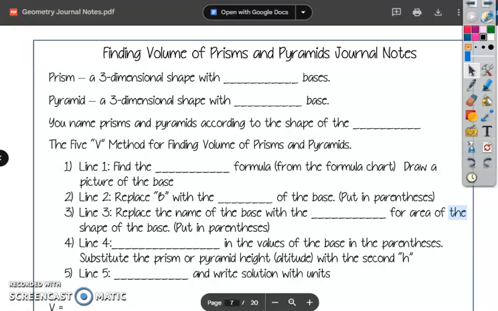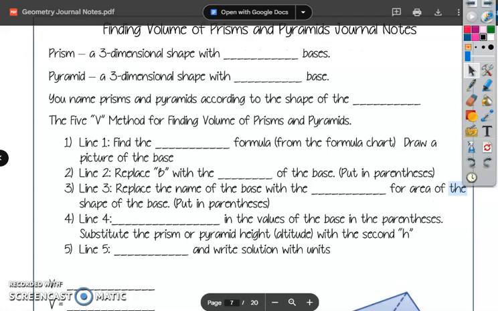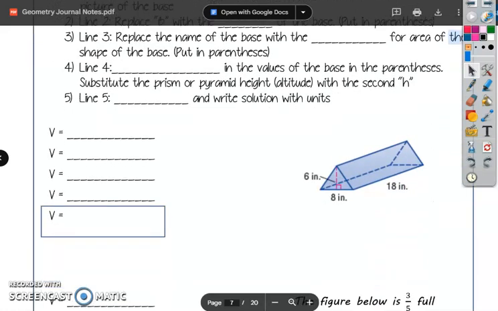Everyone. We are going to work on volume of prisms and pyramids. Right now we're just going to focus on the prisms. So I'm going to show you a few pictures. This picture here, hopefully you can tell that is a prism, a triangular prism. Prisms are mostly rectangles.